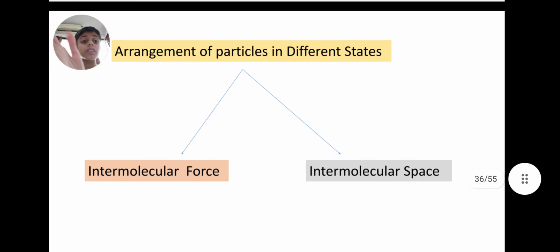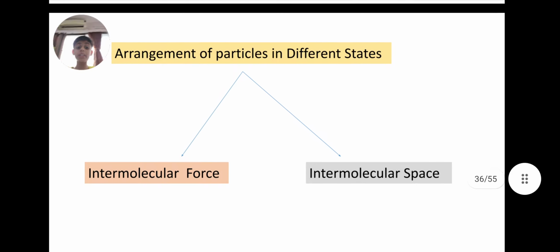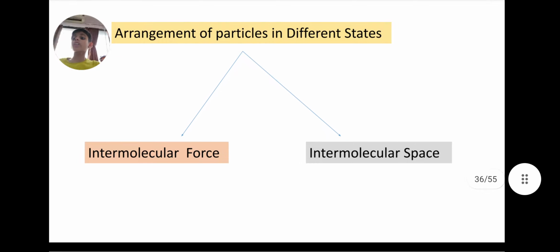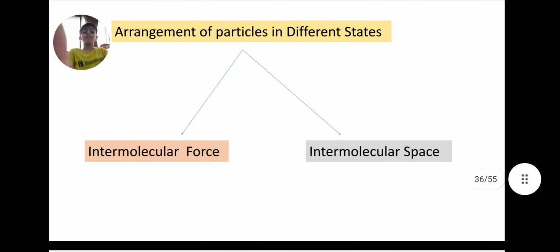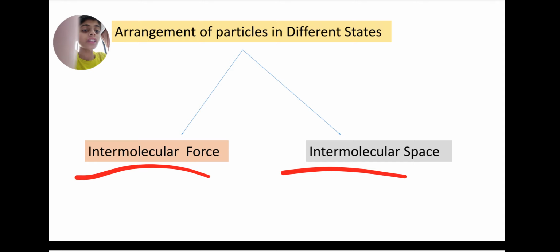Arrangement of particles in different states. That is a very important one. Whether a substance is in the solid, liquid, or gaseous state depends on the way that the particles are arranged. So this depends on 2 factors. What are the 2 factors? Intermolecular force and intermolecular space, sorry.